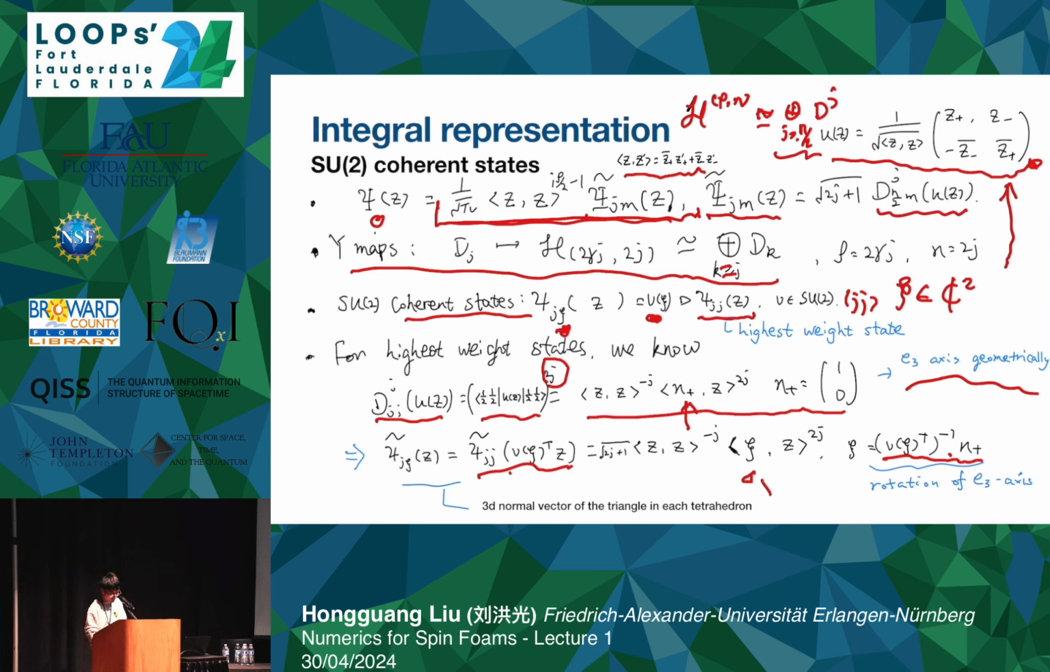This is the 2D version, but if we go to spin 1, it corresponds to a 3D normal, which is exactly the rotation by SU2 multiplied by (0, 0, 1) of the basic highest weight state. The highest weight state is picked along the J3 direction, if you want. So this is the SU2 coherent state, and then we can embed it into the original SL2C representation states, which gives you the SU2 coherent SL2C states using the Y map.